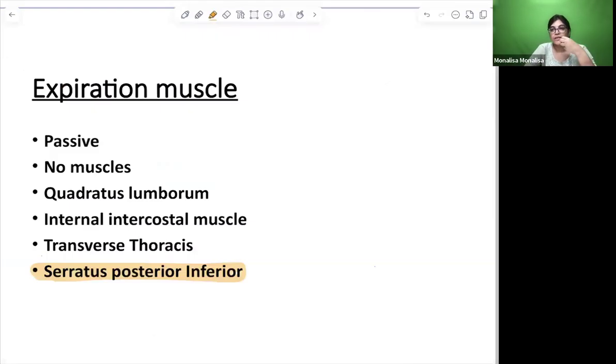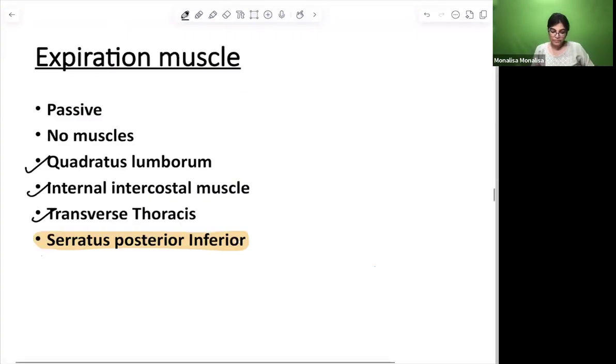If I talk about the process of expiration, it is a passive process. No muscle is involved. It is the elastic recoil of the alveoli which takes place, and this leads to expiration. The muscles which are active in expiration are the quadratus lumborum, internal intercostal muscle, and transverse thoracic. I have already told you about transverse thoracic. What do you mean by transverse thoracic muscle? The muscle group which consists of innermost intercostal muscle, sternocostalis, and subcostalis muscle.